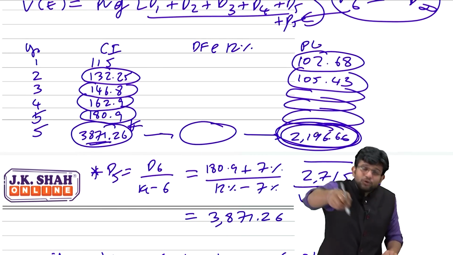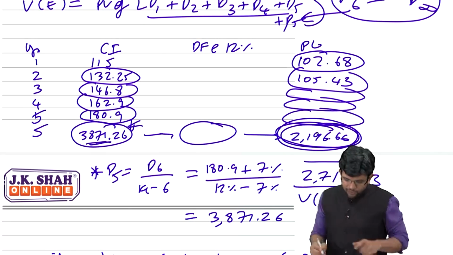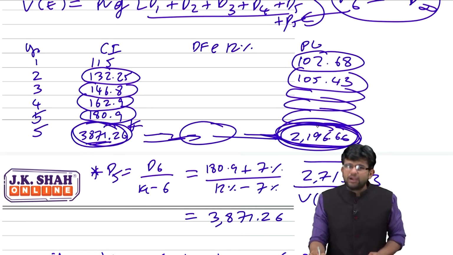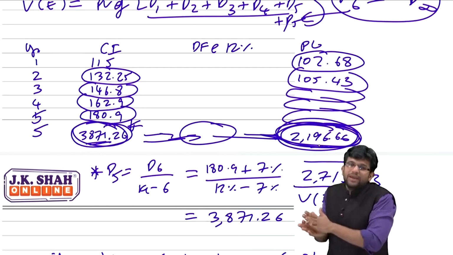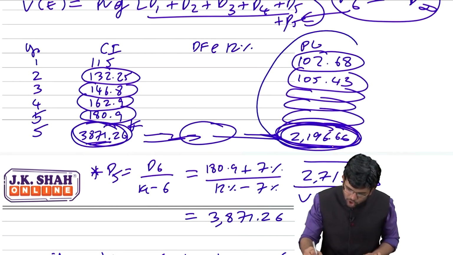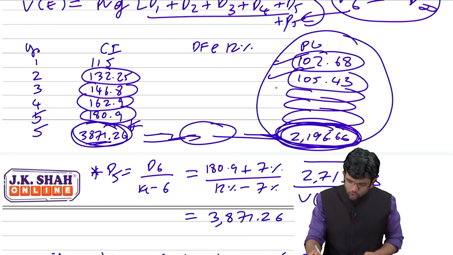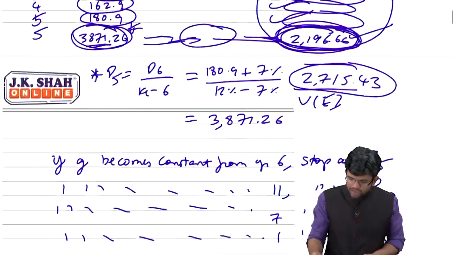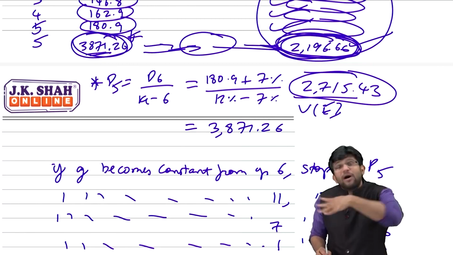But for that same D6 to D eternity, I am ready to max pay 2196.66 today, which means the present value of 3871, if I take that discounted for 5 years, I get 2196. This is nothing but the present value of D6 to D eternity only, but as on today. Everybody clear? Therefore, this entire chunk becomes what I am ready to max pay today for D1, for D2, for D3, for D4, for D5 and for D6 to D eternity in one shot. Everybody following? Therefore, this value 2715.43 is what I am ready to max pay today for D1 to D eternity.